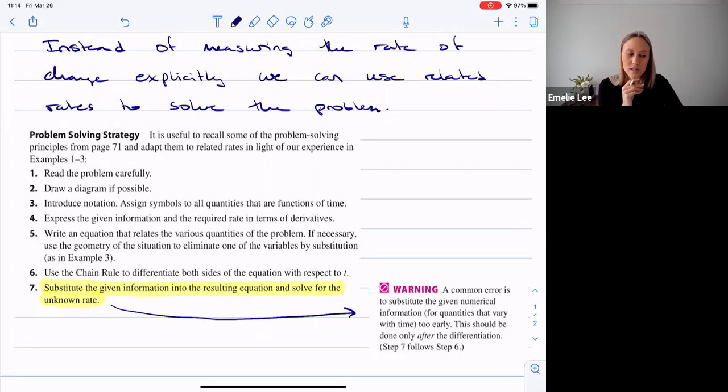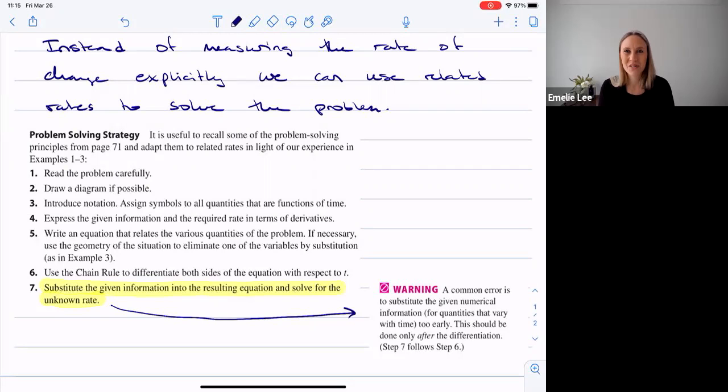Because otherwise you'll be taking the derivative of a constant and then you end up at 0 and it just doesn't get you anywhere, right? So you want to hold off, even though it's like, oh, I know this, I can just plug those in and then take the derivative. No, that doesn't work. Okay. So we've got these strategies.